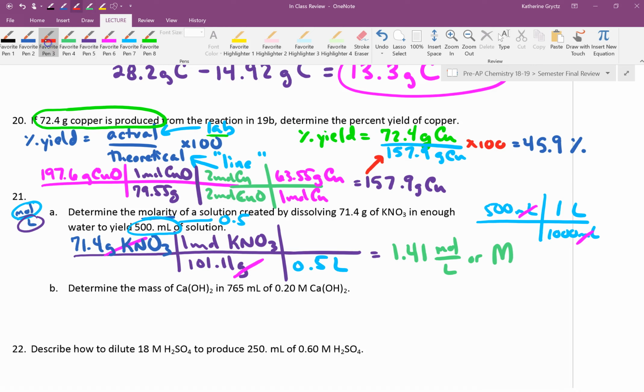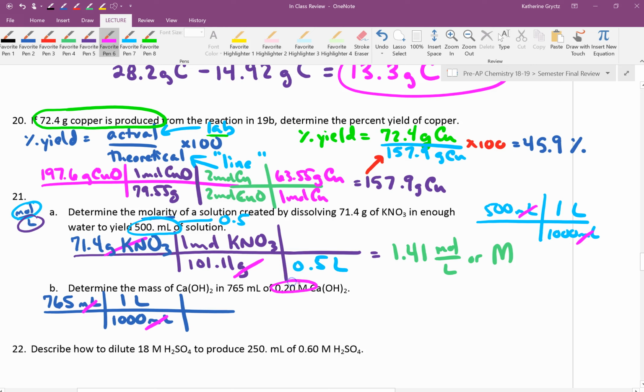Okay, B is still dealing with molarity, but solving a little bit differently. And instead of you being given grams and asked for molarity, I'm giving you molarity and volume and asking for grams. So the way you guys set it up is you took your liters or milliliters, and so I'm going to convert it in the line so you can see that this time. So we've got liters here, or you can go to 0.765 if you can get there.